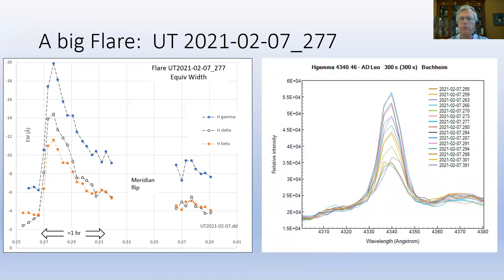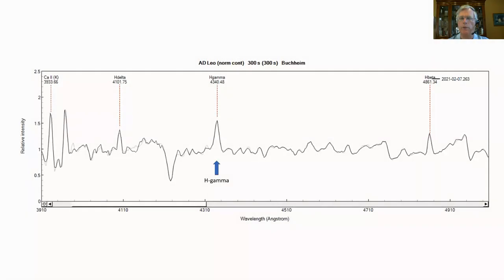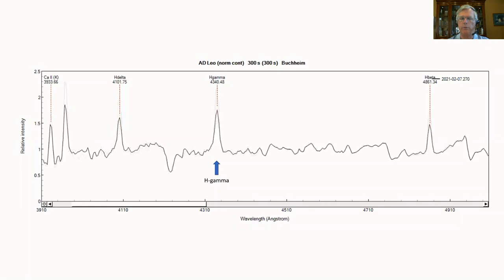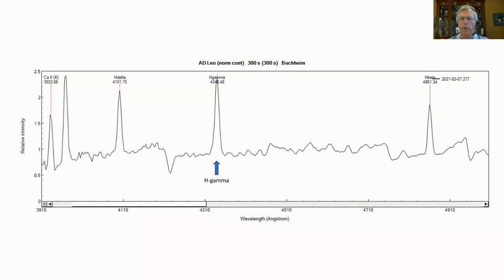The animation shows 13 spectra, each representing a single 5-minute exposure. The images were taken continuously, so this is 1 hour in the life of the star. I'll play it twice. In this first run, watch the H gamma line near the center of the spectrum. Note how H gamma strengthens quite rapidly and then fades more slowly.